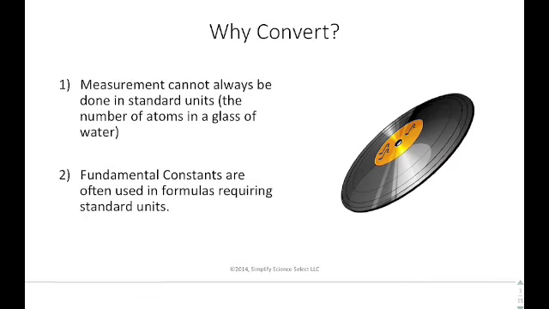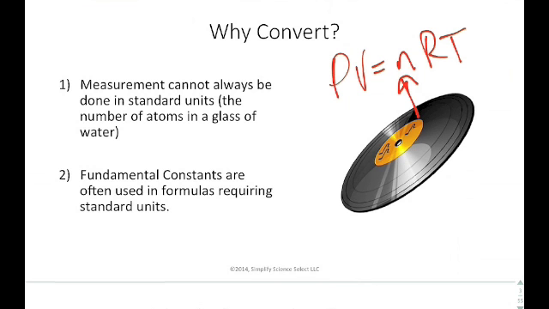The first concept that we need to review is the idea of conversion, or moving between one unit and another. It's really important that you be able to convert because you can't always make a measurement in standard units. Whenever we're talking about a gas, a lot of times we'll refer to the ideal gas law, where PV equals nRT. And one of the measurements you make right here is the number of molecules.